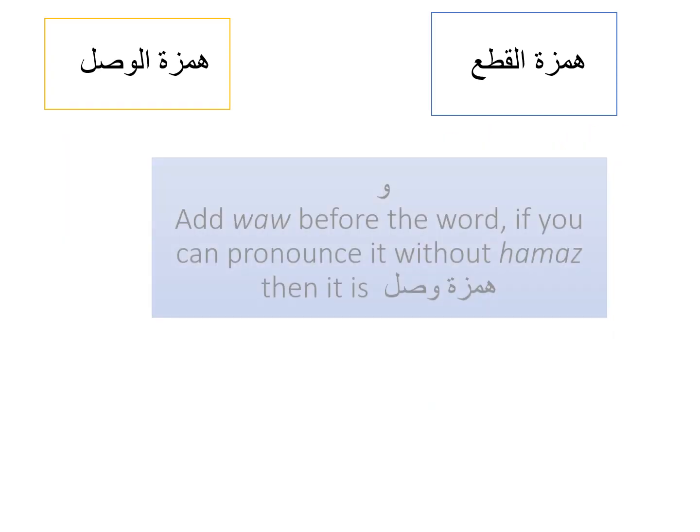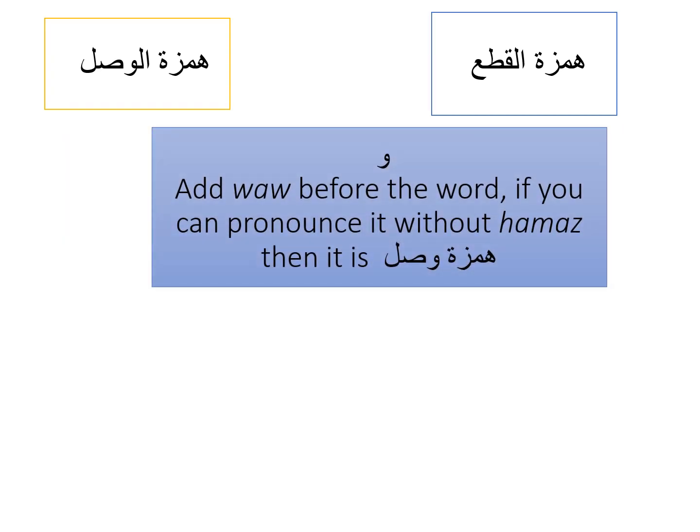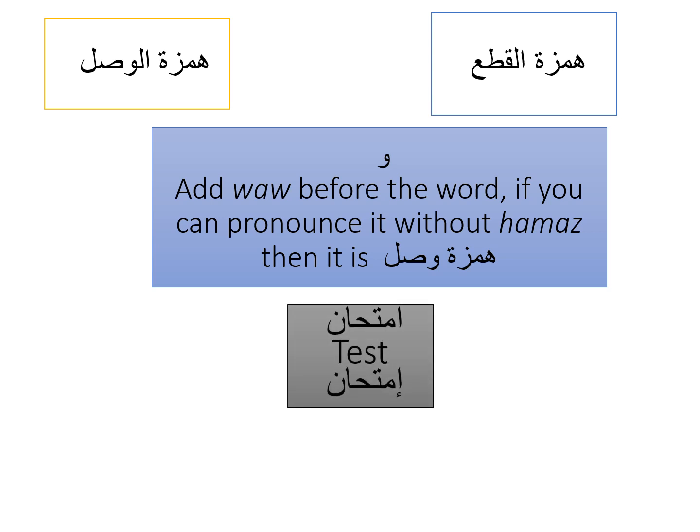Again, if you add waw before the word and you can pronounce it without Hamza, then it's Hamzat Wasl. Let's test this word, امتحان. Let's add waw and pronounce it. وامتحان. I can still pronounce it without Hamza. Then it's Hamzat Wasl.